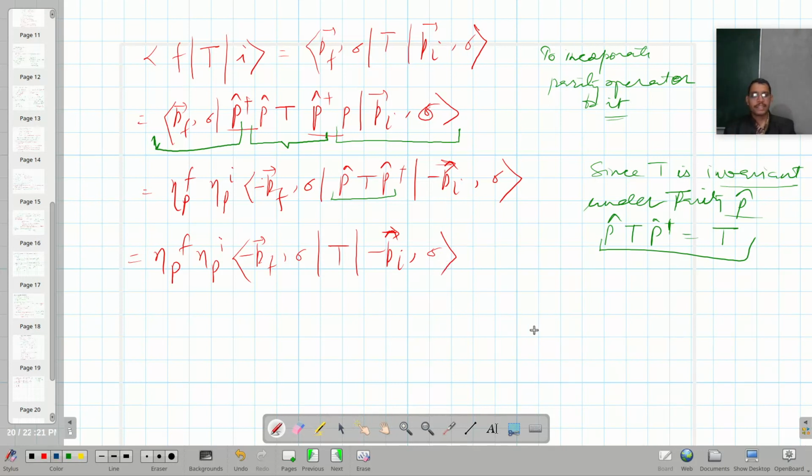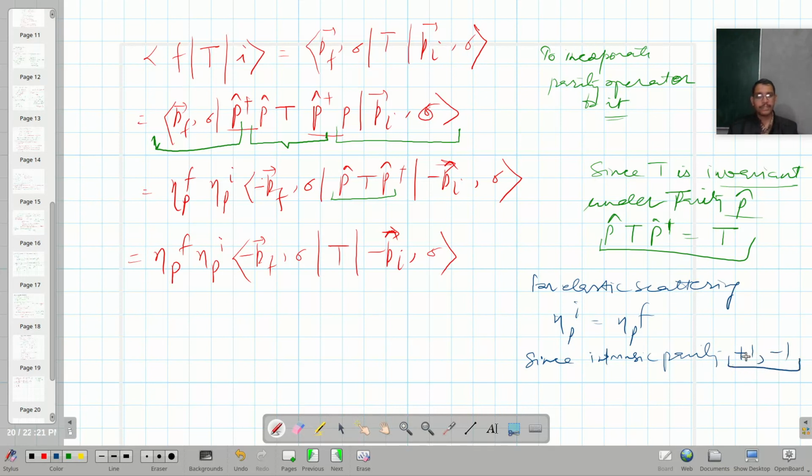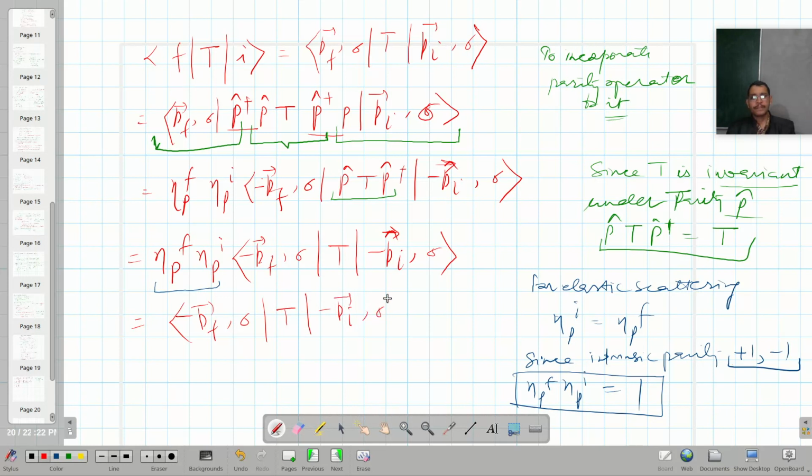But for elastic scattering, parity should be equal, so eta pi must be equal to eta pf. Since we know that intrinsic parity is either +1 or -1, what does it mean? It means that the product of eta pf and eta pi is always 1, right? So if I put this value here, it is minus pf sigma t minus pi sigma, right? That's what we are getting here.